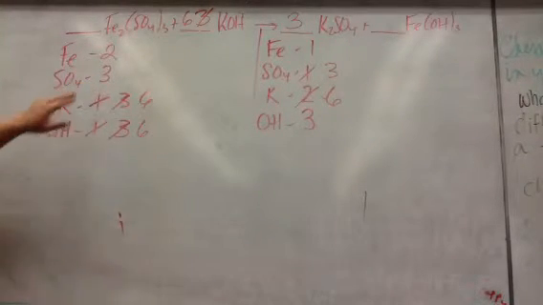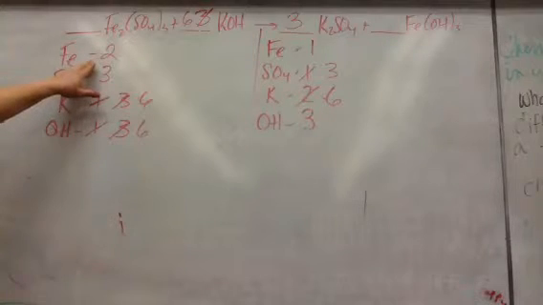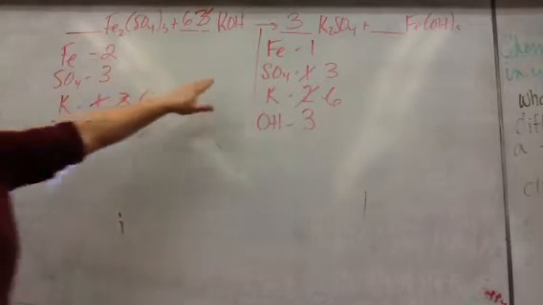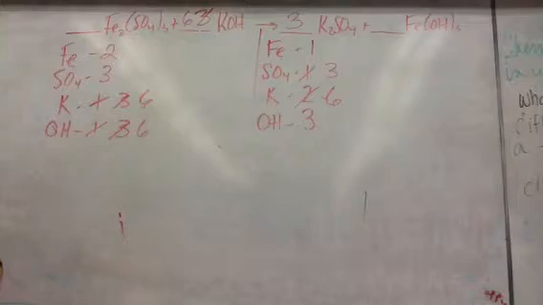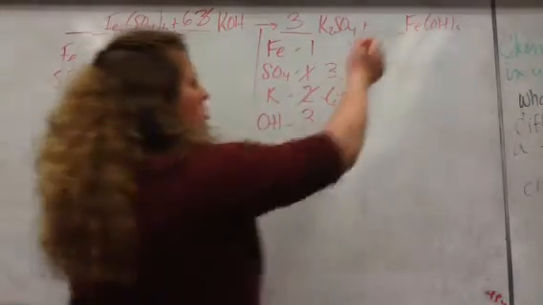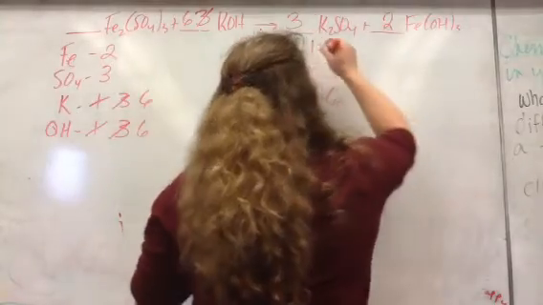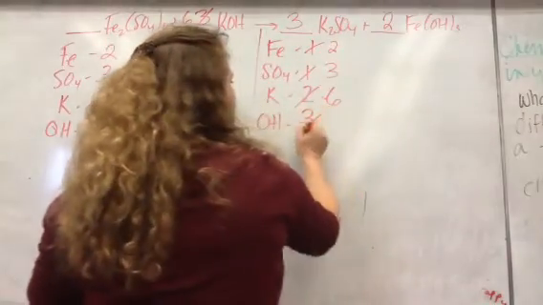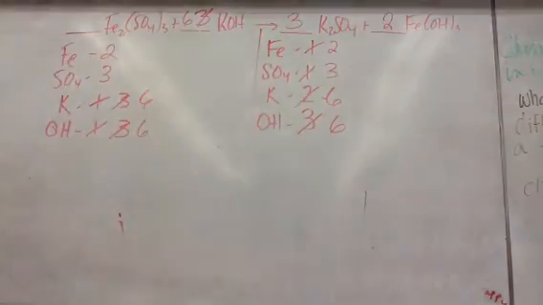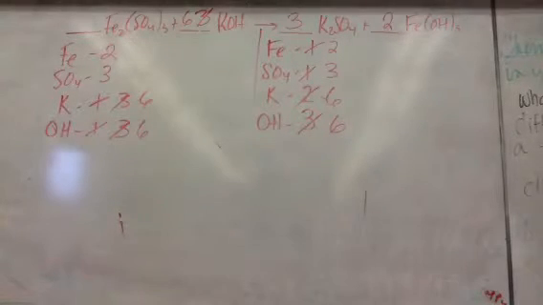My sulfate is balanced. What about iron? I have 2 irons here, and only 1 here. Can I balance that? Easily? How? 2 Fe(OH)3. Now I have 2 of those, 6 of those. Winner, winner, chicken dinner, we're done.